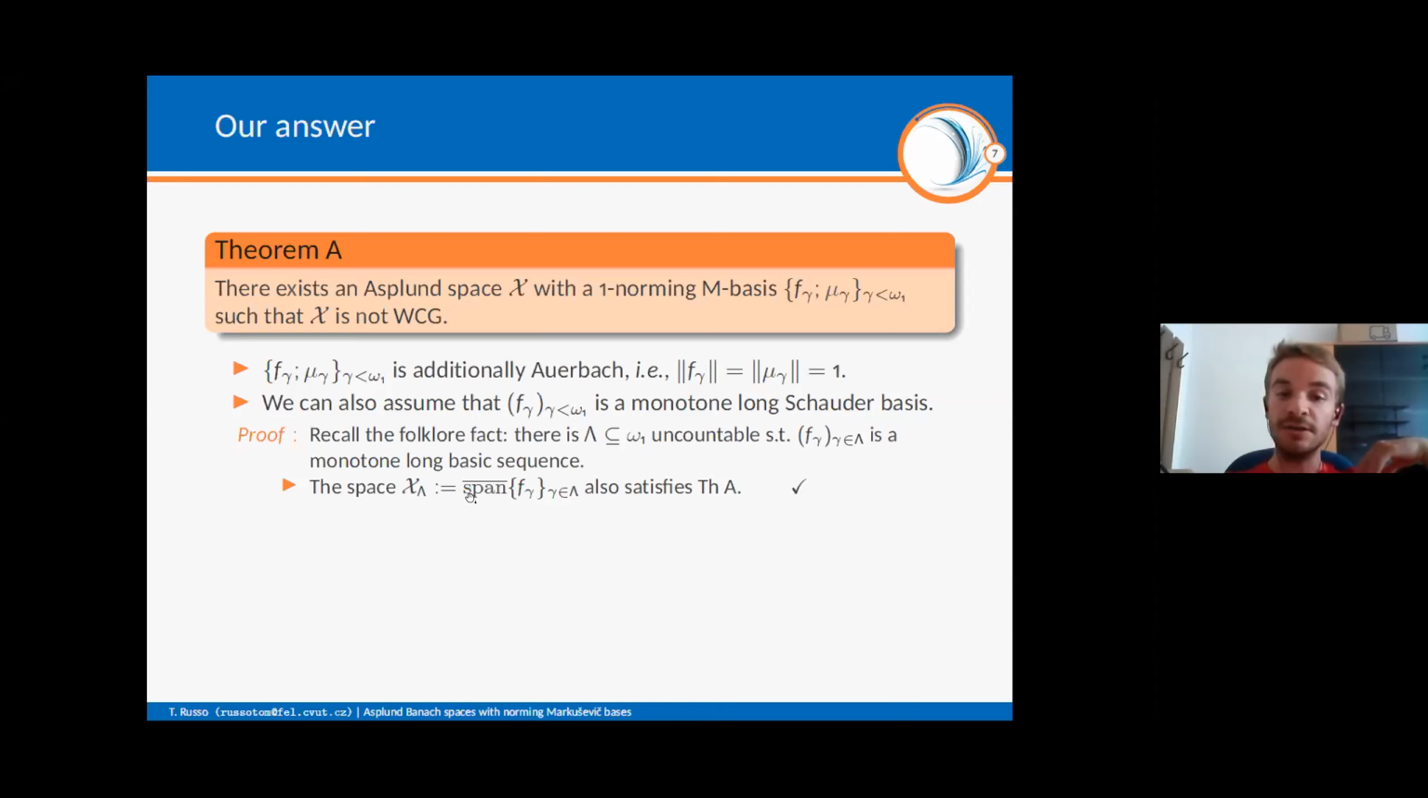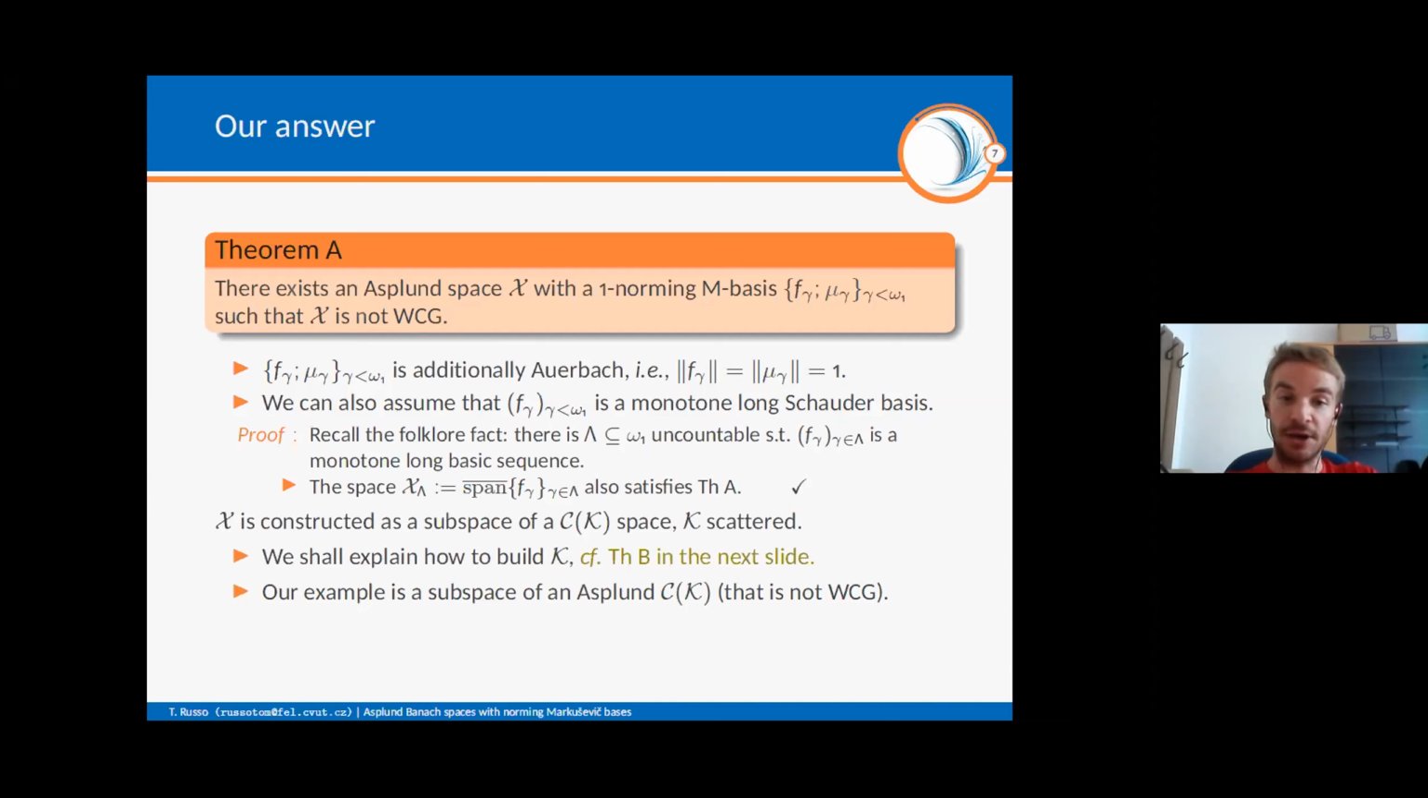Yeah, so now if I pick the closed span of these uncountably many vectors, this closed span can be shown to satisfy the theorem as well. So the point is, in the construction, it's not just the closed span of all vectors that is a counterexample, but also the closed span of every uncountable subset satisfies the condition as well. So in some sense, this example is hereditary. If you pick any uncountable subset and pick the closed span, this closed span also gives an example, which combining with this easy fact gives the conclusion that we can assume to have also a monotone long Schauder basis.